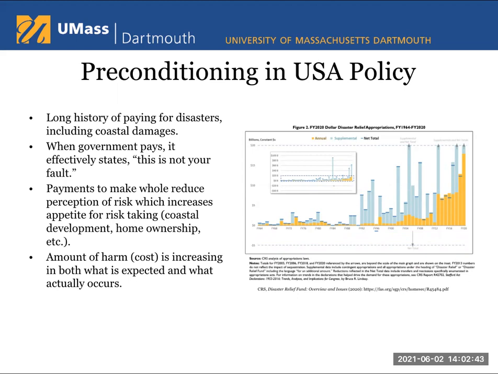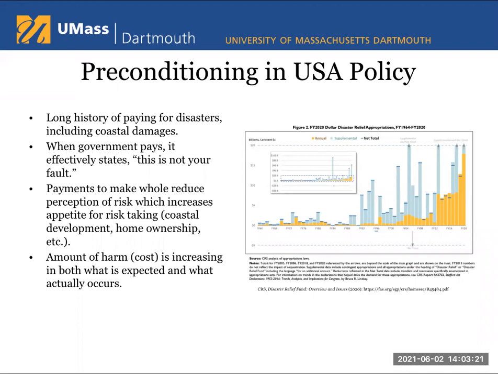And that tells the homeowner, and not just at the individual level but at the aggregate level, that, look, this is not your fault. And if it happens, we're going to step in and make you whole, instead of you being responsible for that risk. In a world where climate change is causing that risk to increase over time, particularly with sea level rise, it's really difficult to think about how that policy structure leads to people internalizing that risk. So those payments to make whole reduce the perception of risk, which increases an appetite for risk, coastal development, home ownership, etc. And the amount of harm, the cost, is increasing in both what is expected and what actually occurs.